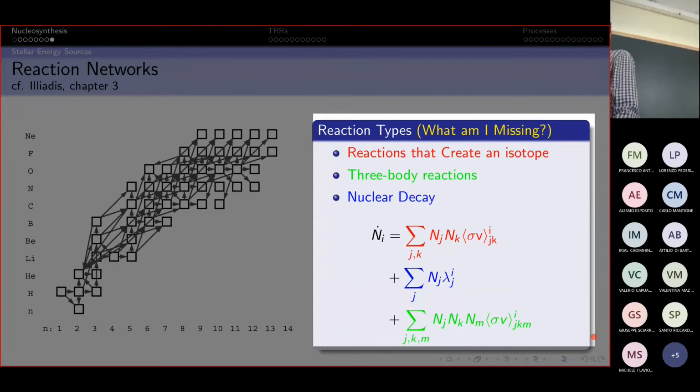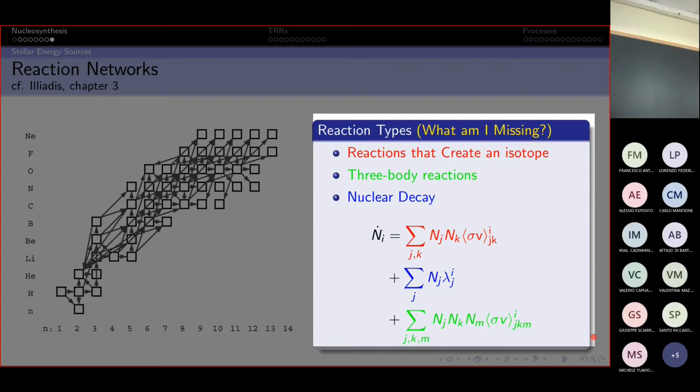Now let me ask you, what am I missing? I'll give you a hint. Look at the signs. The number of reactions that destroy this, right? I could have the same thing, but this thing reacts with another nucleus and destroys it, and it's a negative sign. This nucleus can decay, and it would be this, but with a negative sign. And of course, there can be a three body.